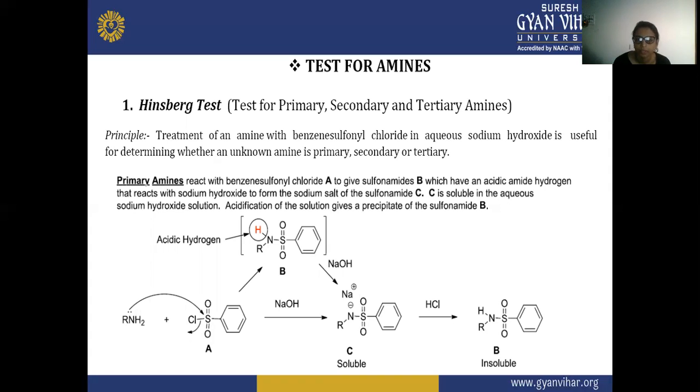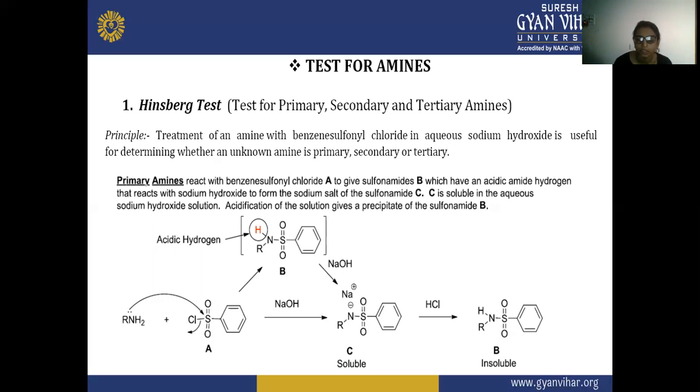Primary amines react with benzene sulfonyl chloride A to give sulfonamides B, which have an acidic amide hydrogen that reacts with sodium hydroxide to form the sodium salt of the sulfonamide, C, which is soluble in the aqueous sodium hydroxide solution. Acidification of the solution gives a precipitate of the sulfonamide B. This is the first reaction, showing the primary amine.